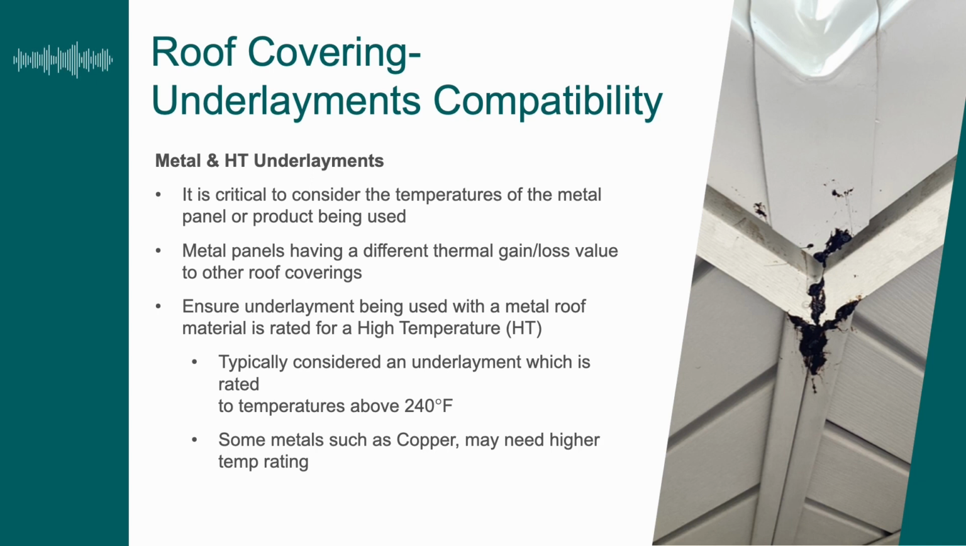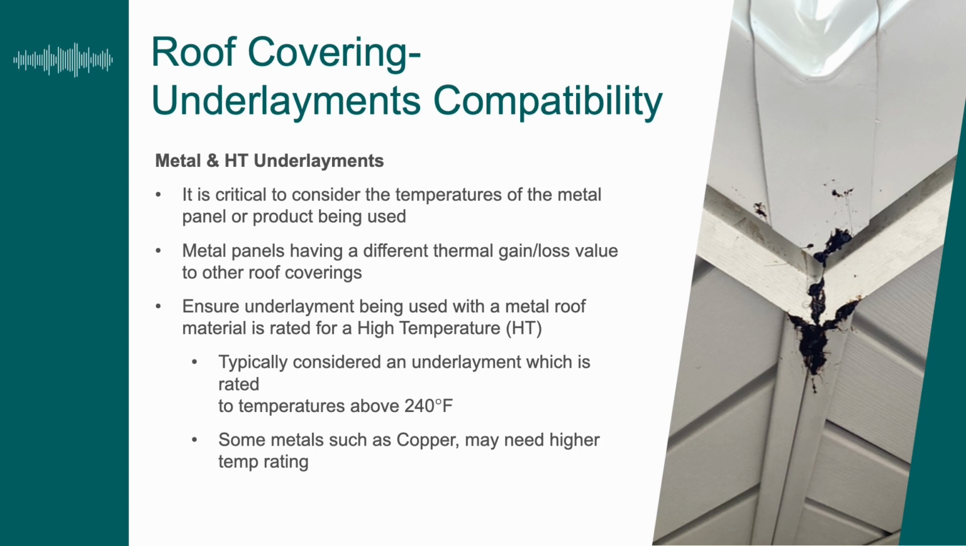And what does that mean? Well, with metal underlayments, metal has different properties than other roof coverings. It has different thermal gain and loss values. It actually absorbs radiant heat and releases it at a higher rate than other roof coverings. So if the underlayment is not designed for those high temperatures, you could see a loss in the waterproofing compound underneath and actually dripping of asphalt, which is what you see in the picture here.